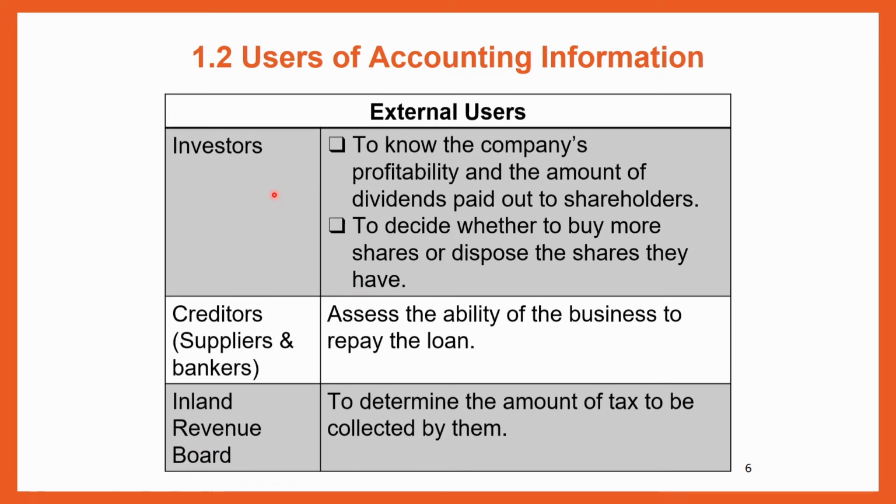So this is for external users. The first one, investors, want to know the company's profitability and the amount of dividends paid out to shareholders, and to decide whether to buy more shares or dispose of the shares they have. The second example, creditors, includes suppliers and bankers. They assess the ability of the business to repay the loan. And the last one, Inland Revenue, determines the amount of tax to be collected.